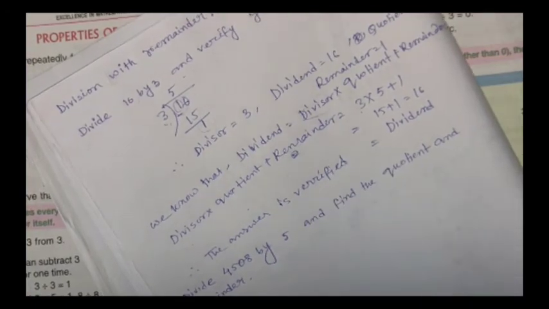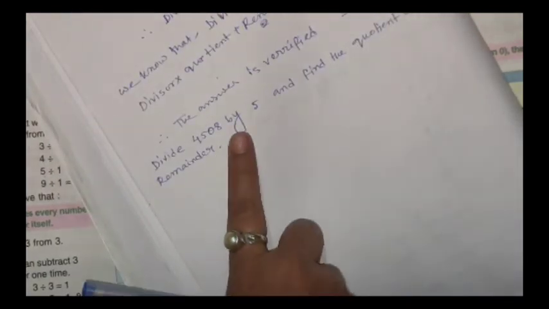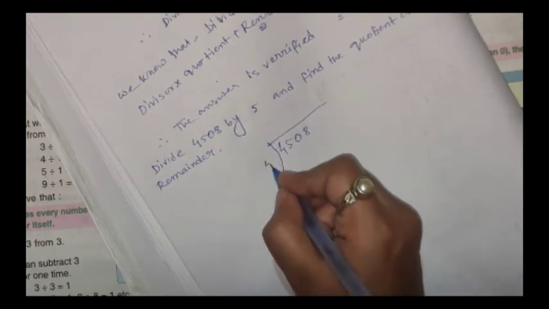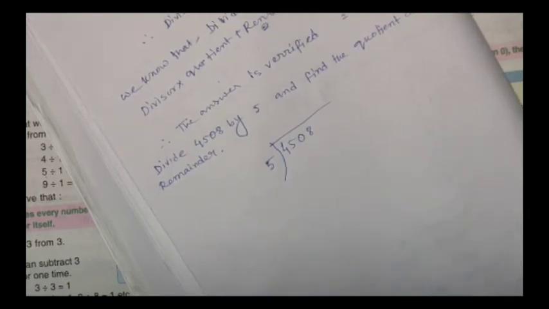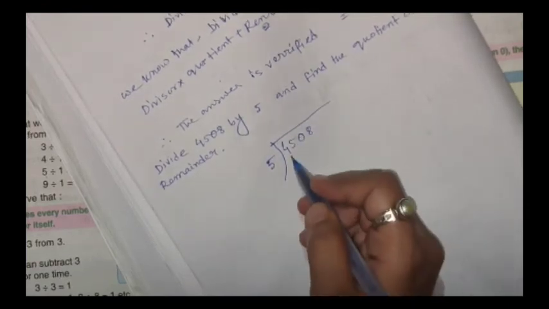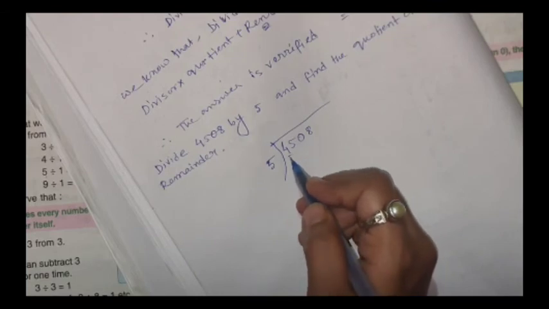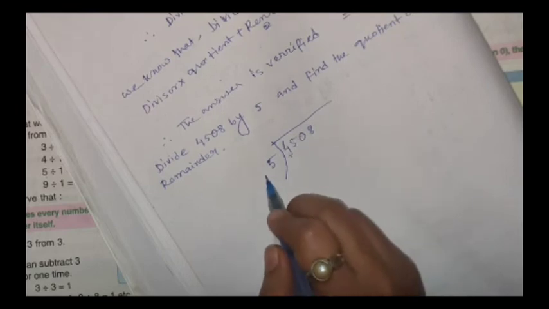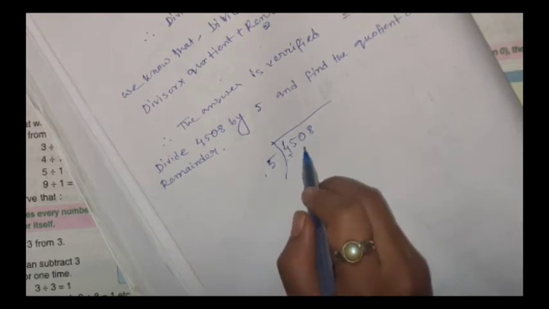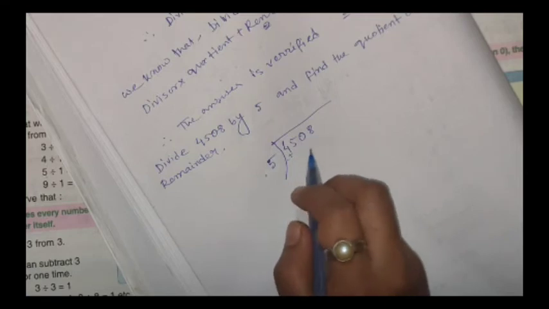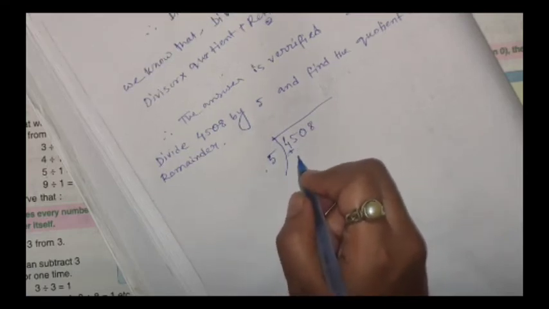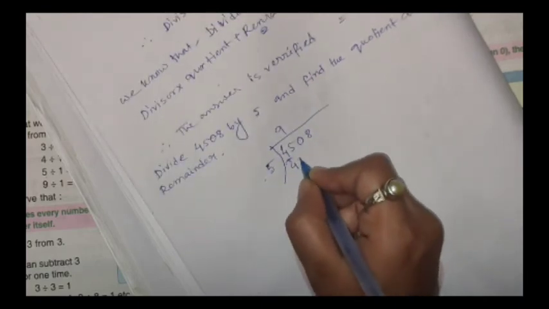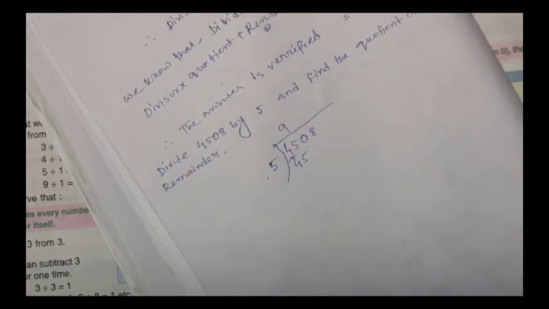Next, divide this 4508 by 5. So how can you do this division? You have to start division from the leftmost digit, that is from the thousands place. But 4 is less than 5. So we will take the next digit. What will it be? 45. Now you need to divide this 45 by 5. 5 9s are 45.